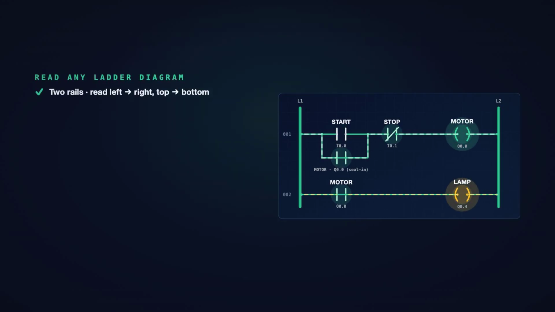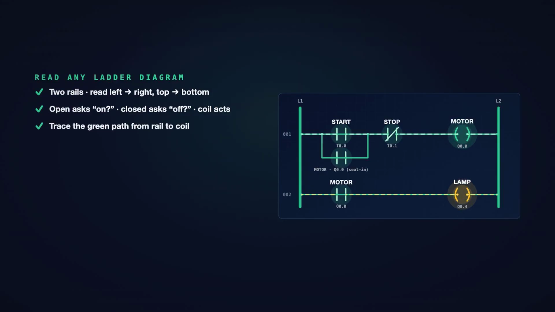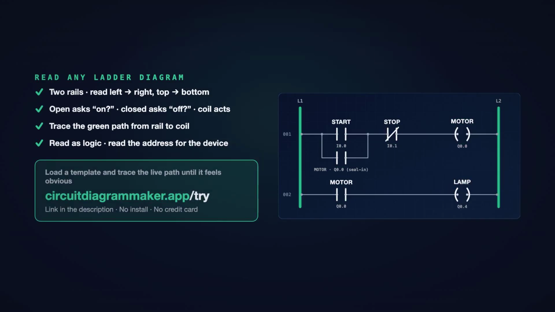So here's how to read any ladder diagram. Get your bearings. 2 rails, rungs read left to right, top to bottom. Recognize the shapes. Open asks on, closed asks off, the coil acts. Trace the energized path from the left rail to the coil. Then read the rung as logic, and, or, not, and read the address to find the real device.